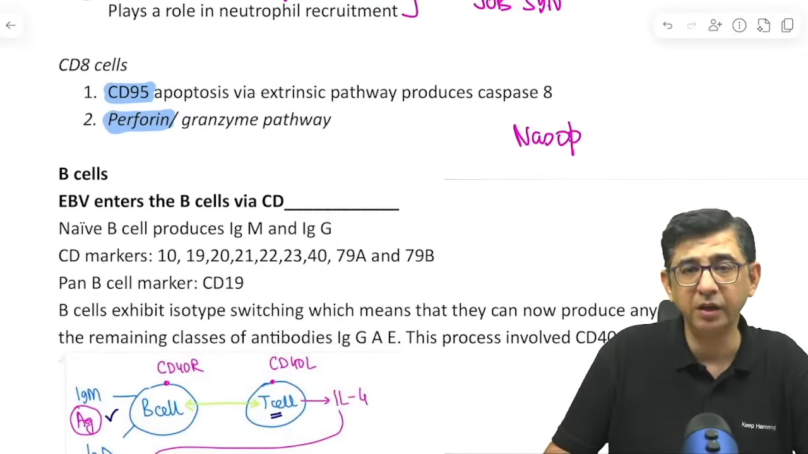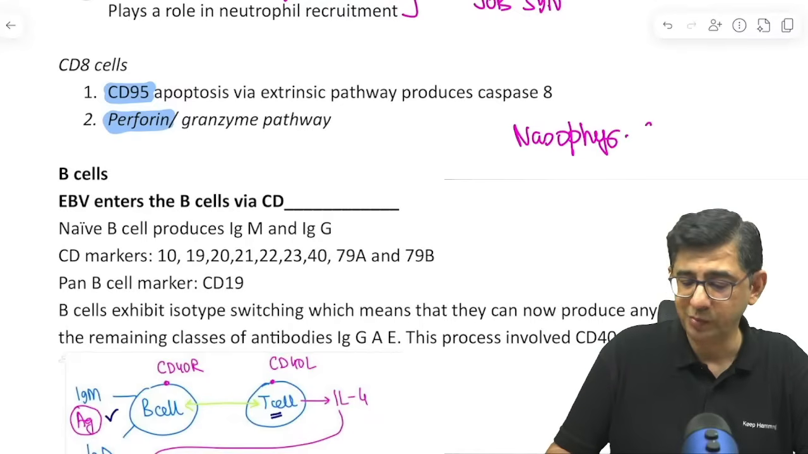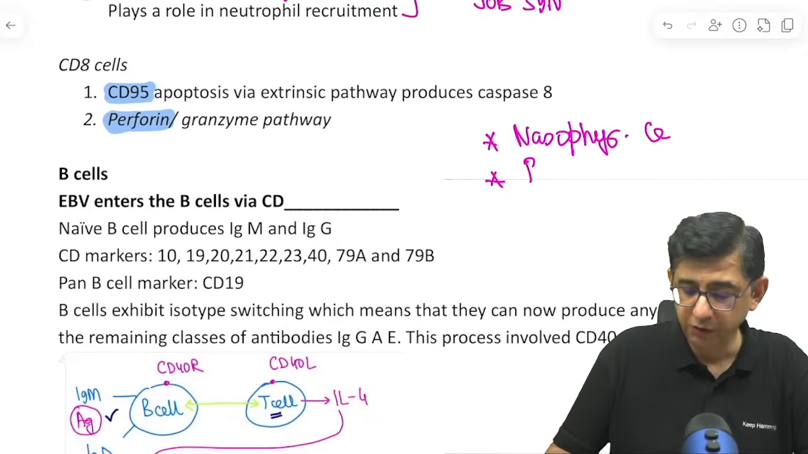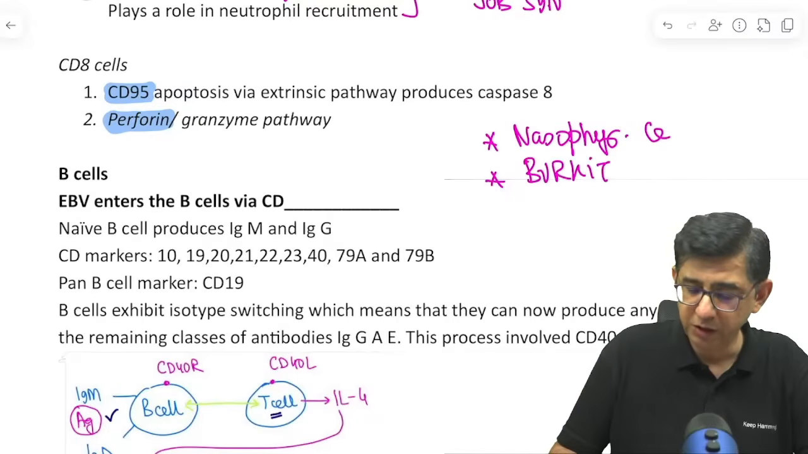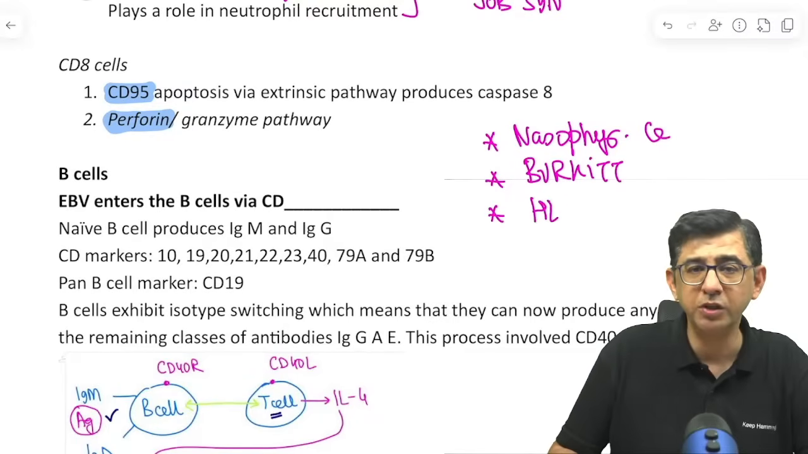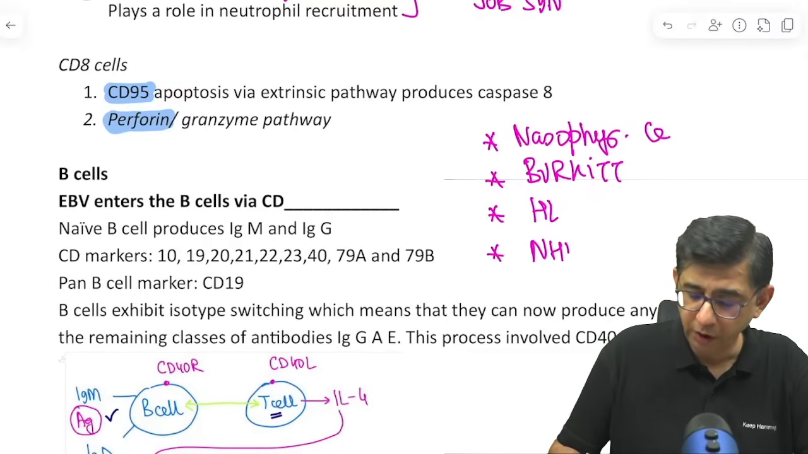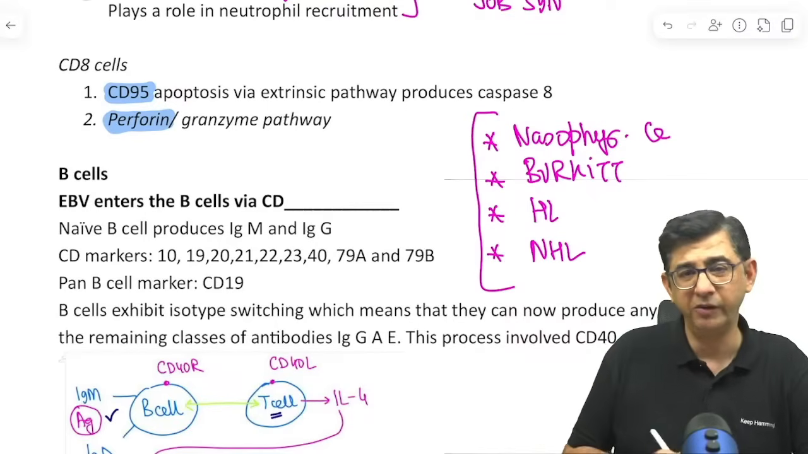In fact, I can write those cancers at the moment. What does Epstein-Barr virus do? Epstein-Barr virus is responsible for causing nasopharyngeal cancer. It causes development of Burkitt's lymphoma, Hodgkin's lymphoma, non-Hodgkin's lymphoma. The question is not what cancers are caused by Epstein-Barr virus, we all know that.